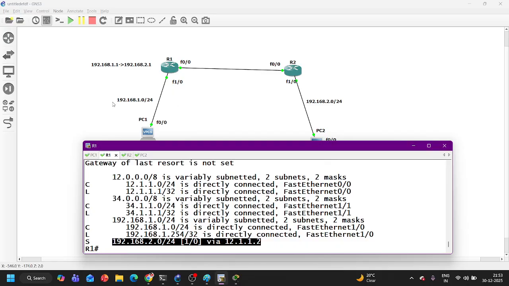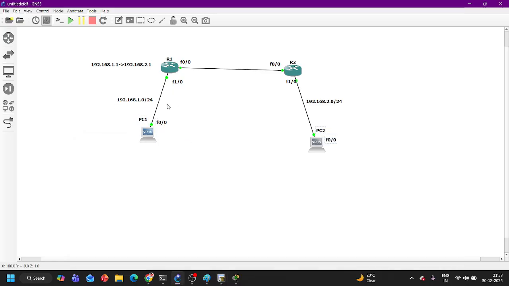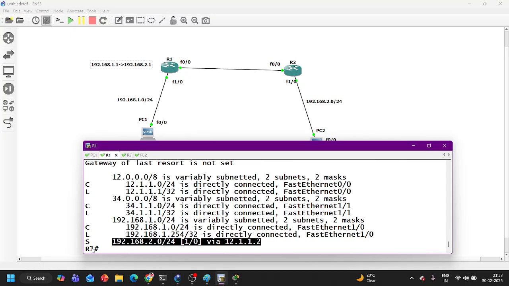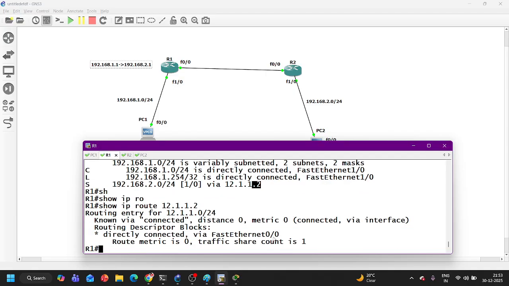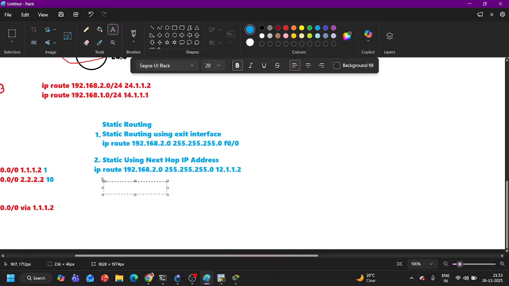So if this PC1 is going to ping PC2, traffic will reach the router. The router is going to run this command first, so IP route. After that it will run another command, so IP route 12.1.1.2. Then it will find the exit interface and then it will forward traffic. So the router is checking the routing table twice. Whenever a router checks the routing table more than once to forward the traffic, that is called recursive lookup.